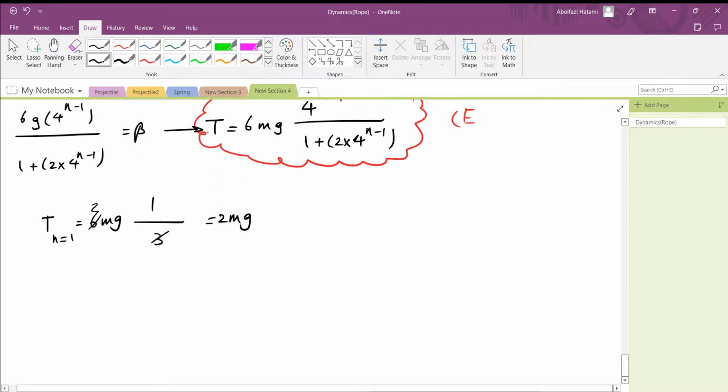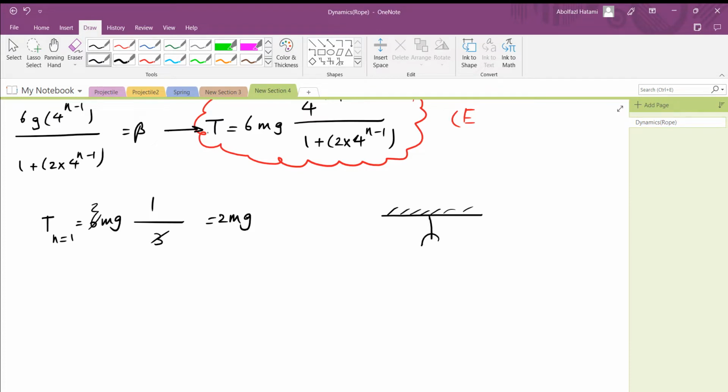What should we expect to have for n equals 1? N equals 1 means that we have just one pulley. It means that the problem is just a wall and a rope which is attached to both walls, sorry about the bad picture, and also the only pulley.